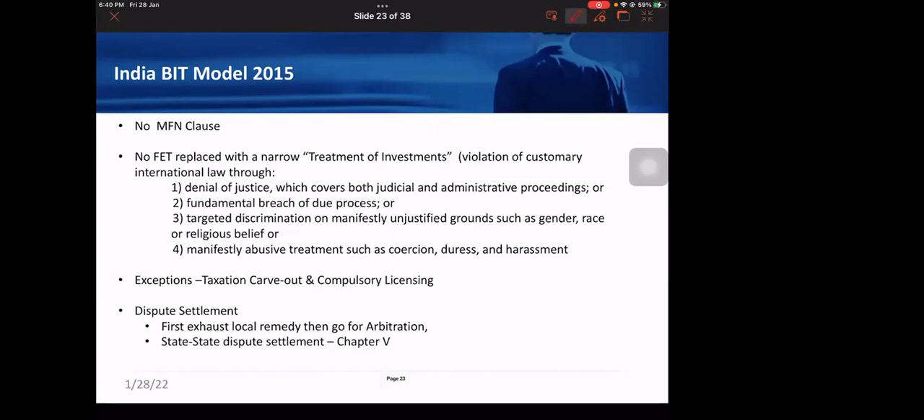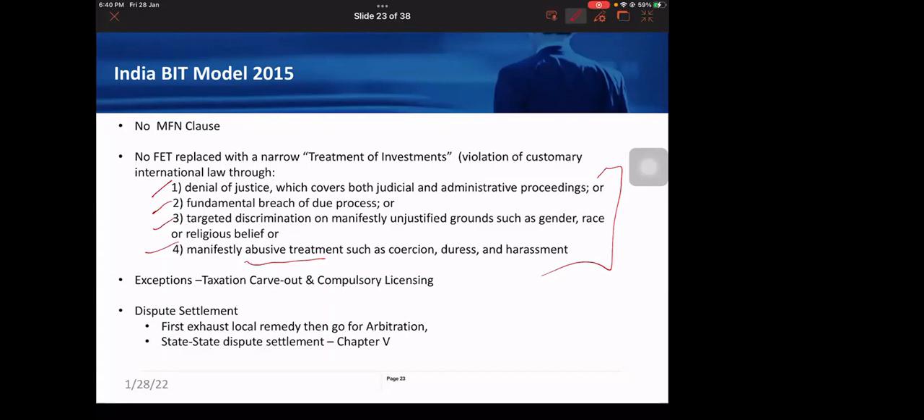will come under the treatment of investments. If there is a violation by India in any of these 4, denial of justice, fundamental breach, targeted discrimination, or manifestly abusive treatment, only in such aspects one can go to ISDS. Only if there's a violation by a host state on these 4. These are, in fact, just manifestly abusive treatment, not even manifest arbitrariness. So a very, very narrow threshold.